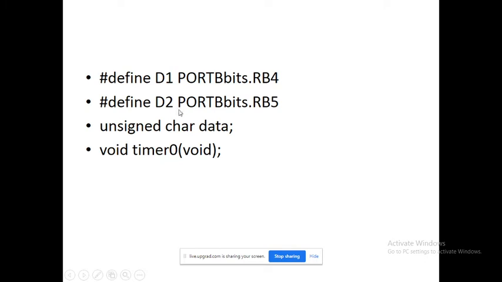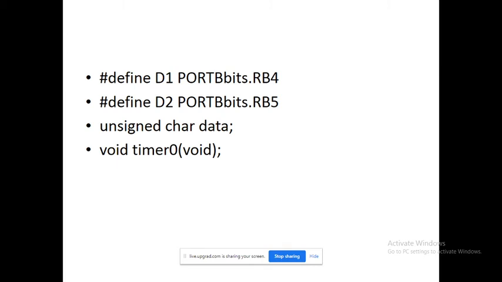Okay. Next one is you are declaring one variable that is data and its type is unsigned char. Then next, in the main function, you are calling one subroutine that is timer 0. Now, as per our problem statement, we want to generate the square wave. Means initially you are making the pulse high, then you are giving the delay, then you are making the pin low, again you are giving the delay.